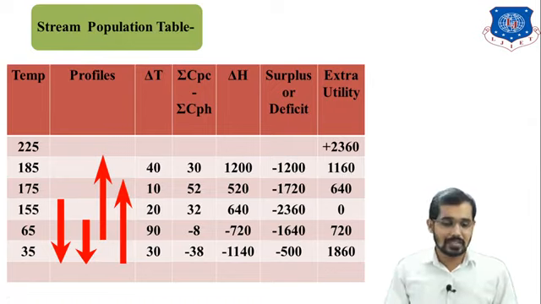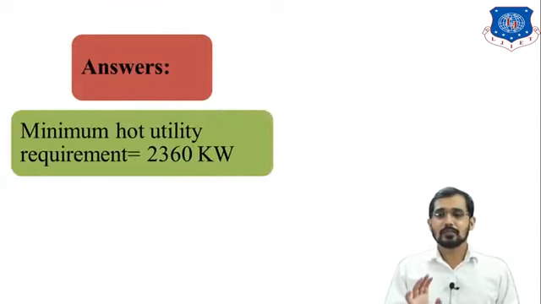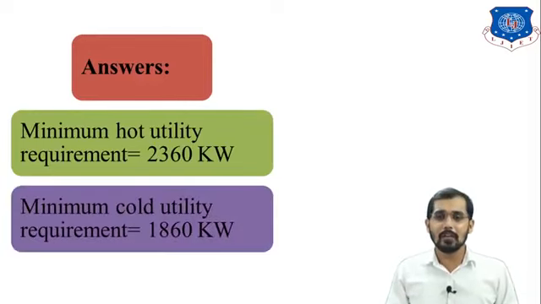Done. So this is your answer. You can see the answers on the screen now. The minimum hot utility requirement is 2360 kilowatt and the minimum cold utility requirement is 1860 kilowatt. So this is the answer for this question.